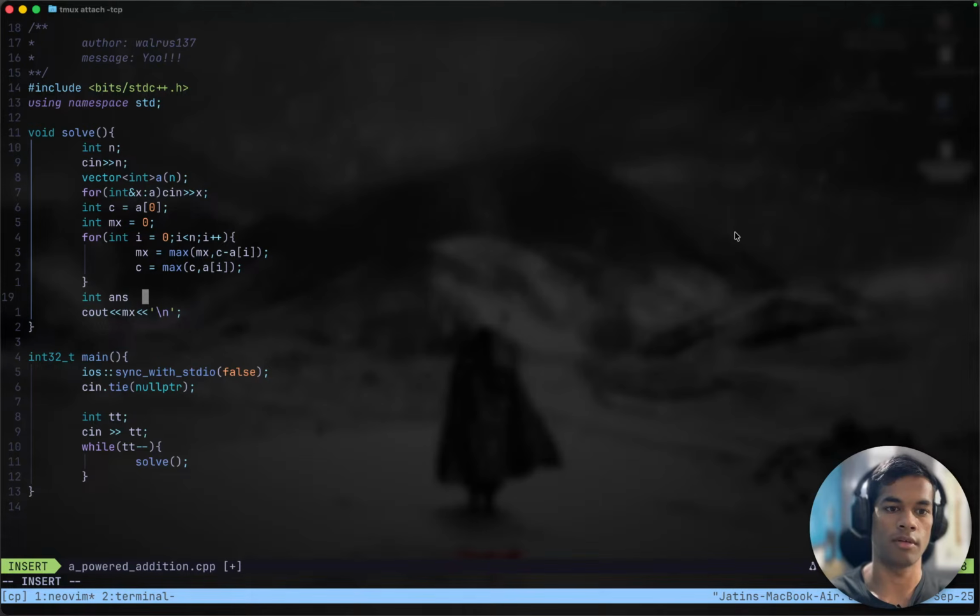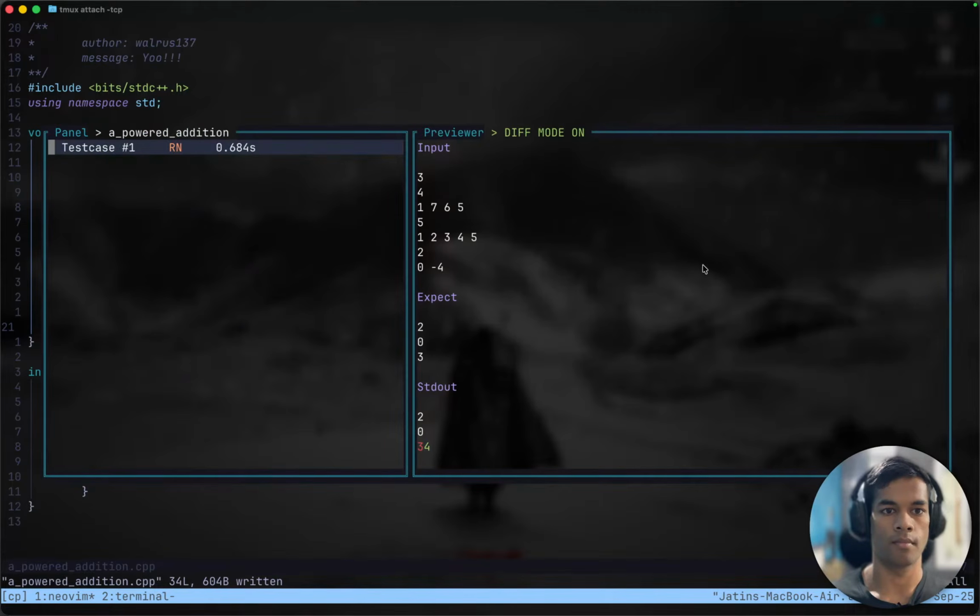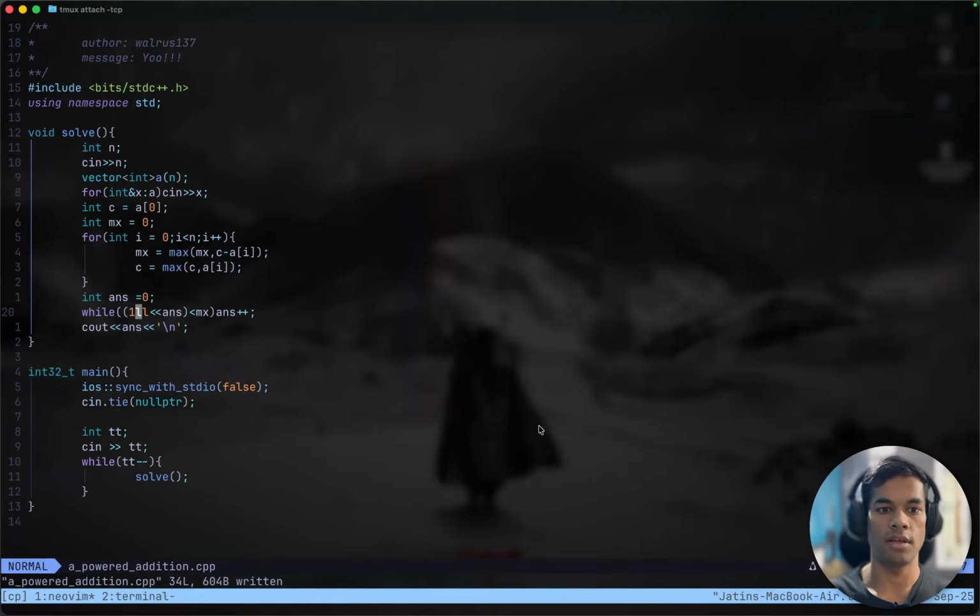And answer equals 0 and while 1 long long, shifted by answer, this thing is smaller than mx, answer plus plus. Hopefully the answer here was supposed to be 2. Less than or equal to would also work.